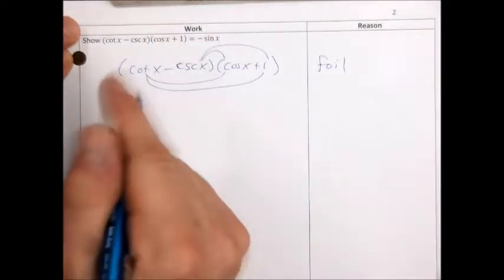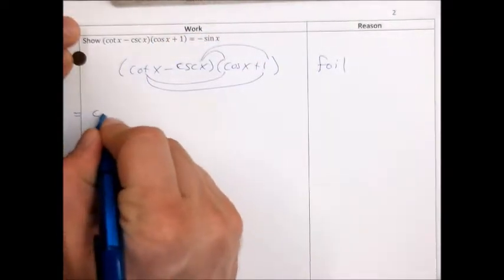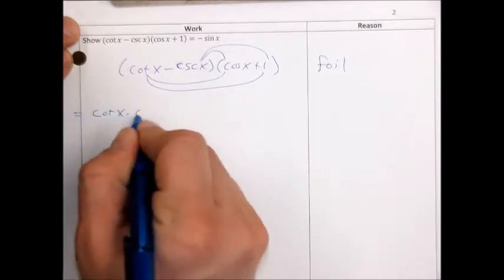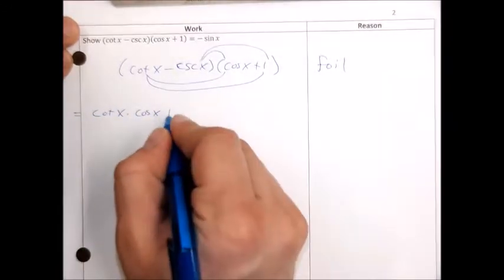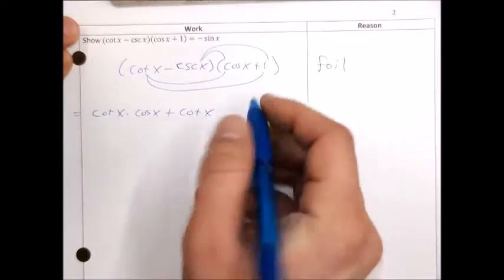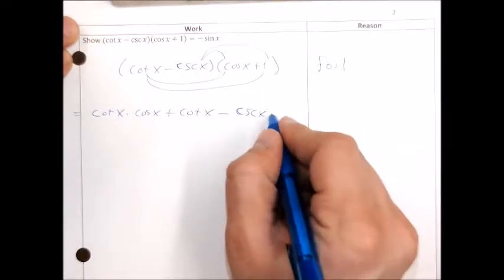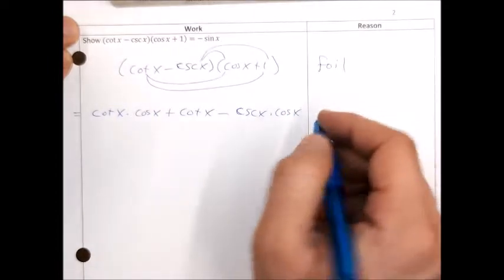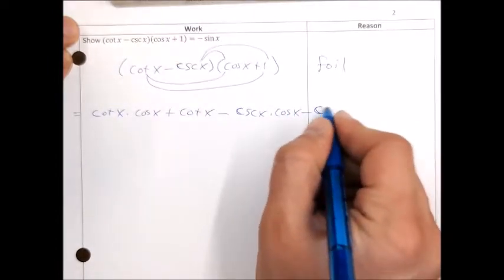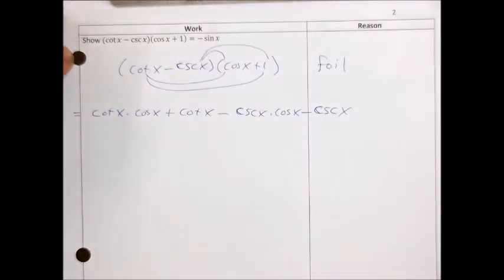Let me write it farther over here. You get cotangent times cosine plus cotangent, minus cosecant, cosine, minus cosecant. And so that's what you get when you FOIL it all out. And now is a good time to change things to sines and cosines.